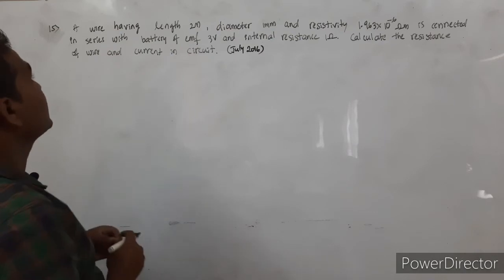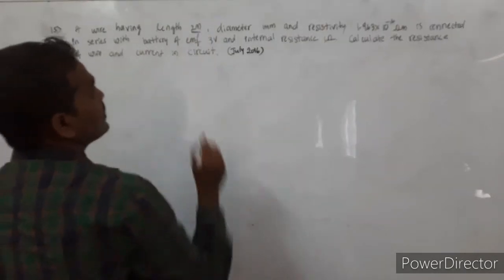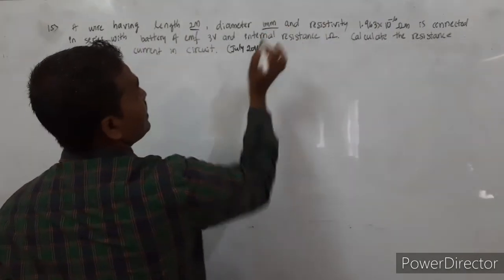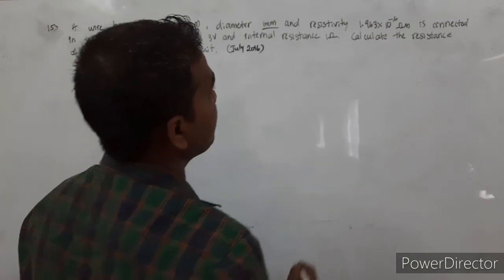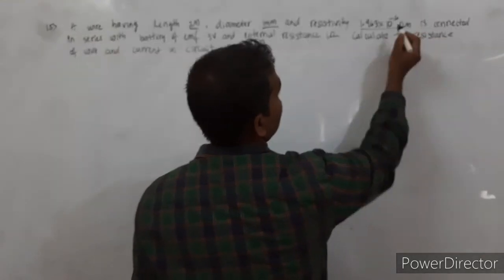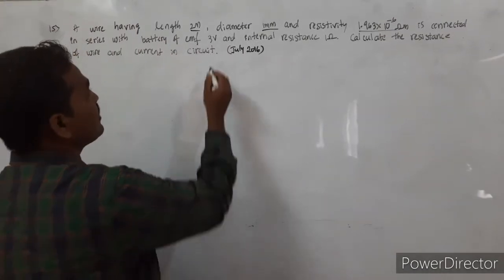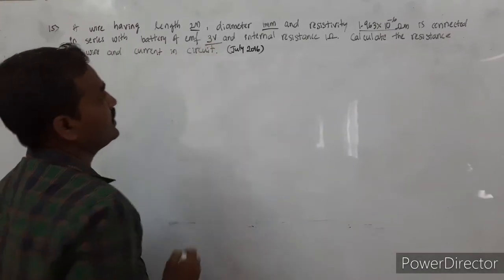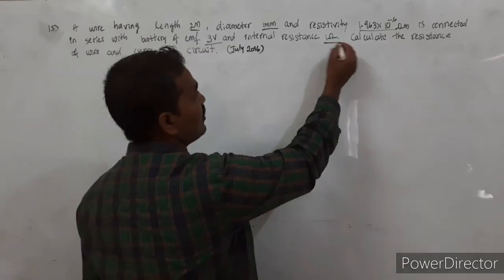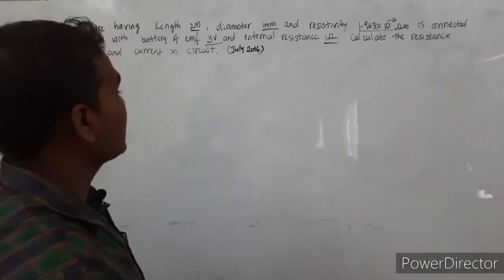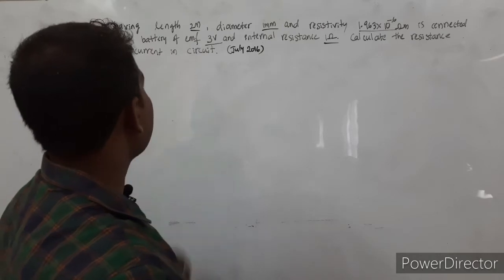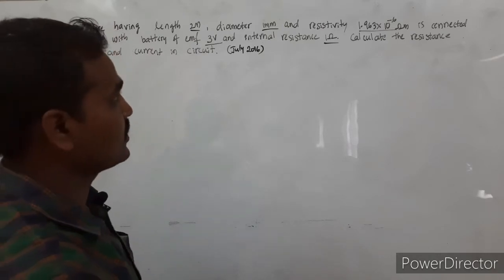It is given that a wire having length of 2 meters, diameter of 1 millimeter and resistivity of 1.963 into 10 to the power of minus 6 ohm meter is connected in series with a battery of EMF 3 volt, having internal resistance of 1 ohm. We have to calculate the resistance of the wire and the current in the circuit.